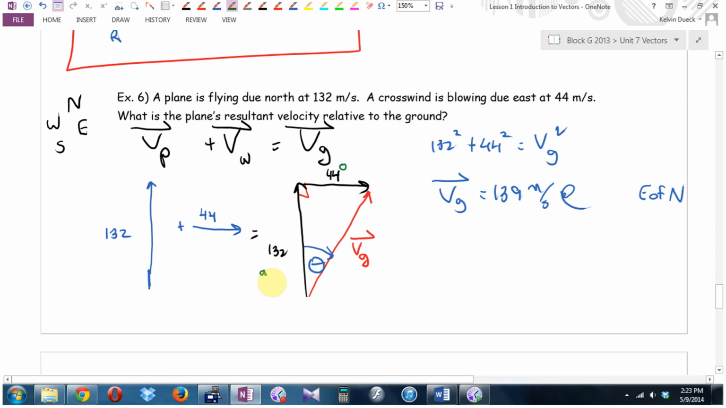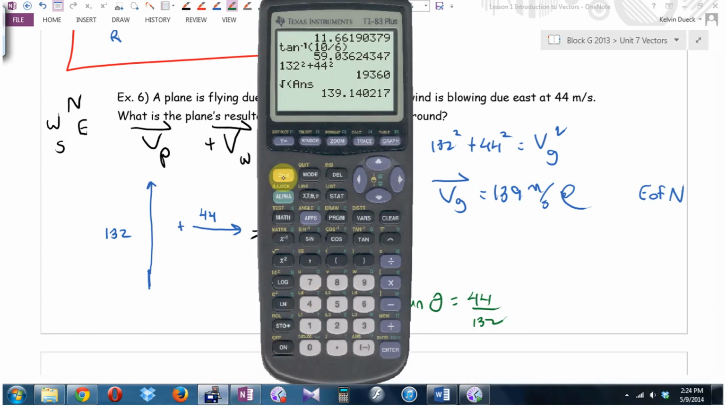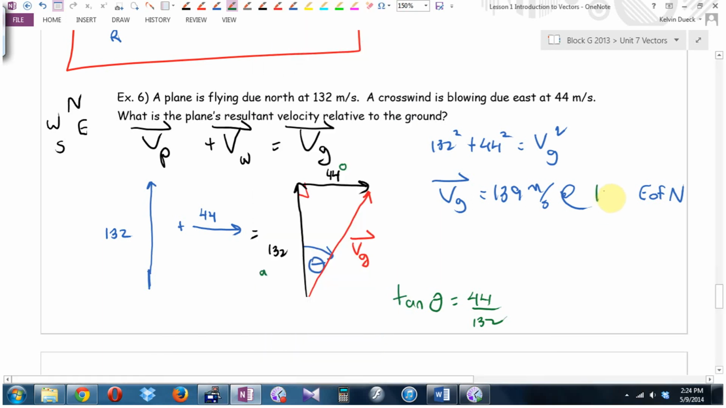But here, tangent of mystery angle theta equals opposite over adjacent. Shift tan, opposite over adjacent. Y'all get 18.4 degrees? So 18.4 degrees east of north, or if I felt like going north of east, how many degrees would it be? Go 90 minus 18.4. Sorry? 72?